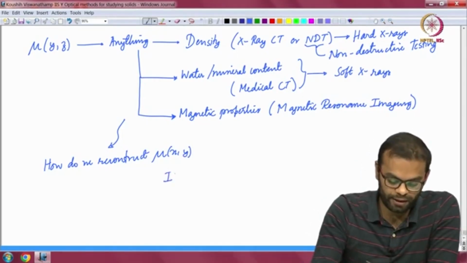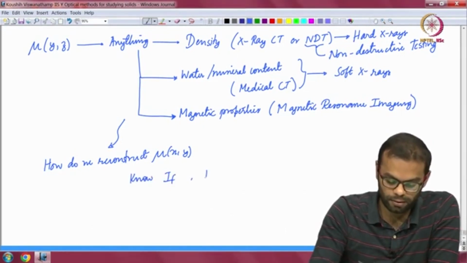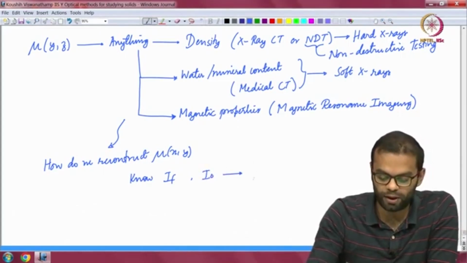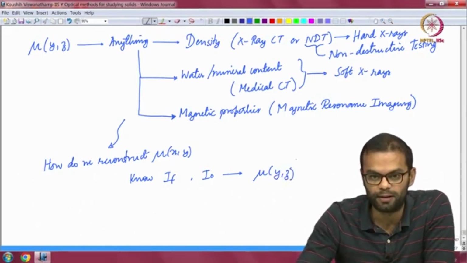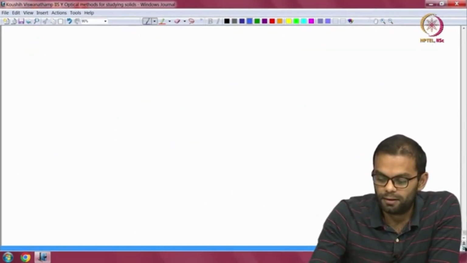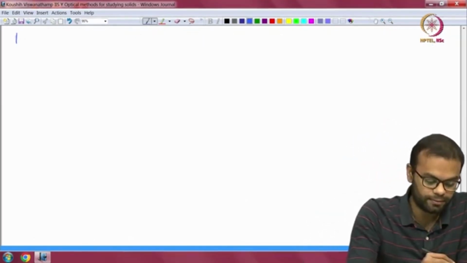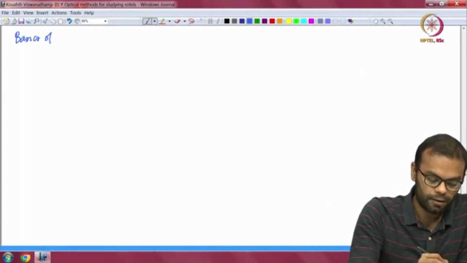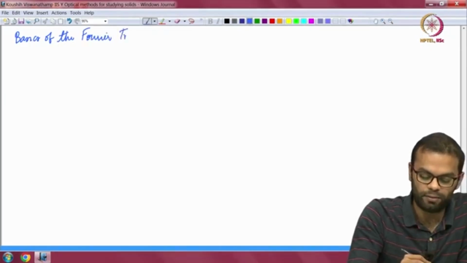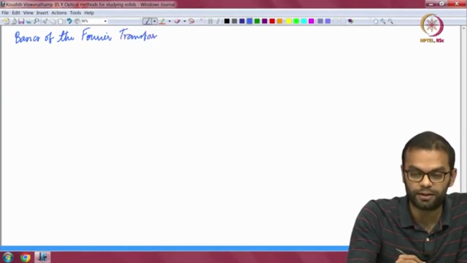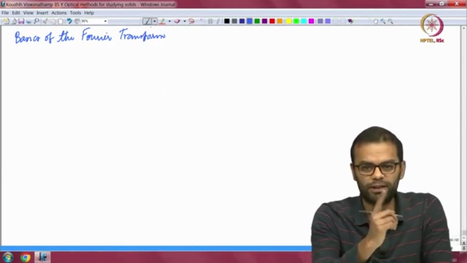We know that we are measuring IF, we know I naught, we want to use this to invert to get mu, that is basically our problem, y z, x y, whatever, some 2 coordinates in the plane. Okay, to do this we have to, like I said, use the Fourier transform. So we will just look at some background material on the Fourier transform before we can start using it, to make sure that everybody is on the same page. So we will go over some of the basics of the Fourier transform.